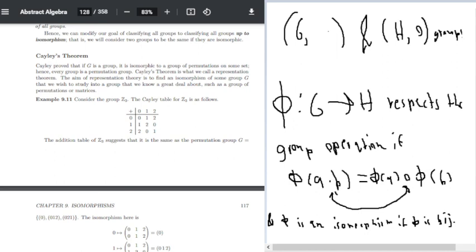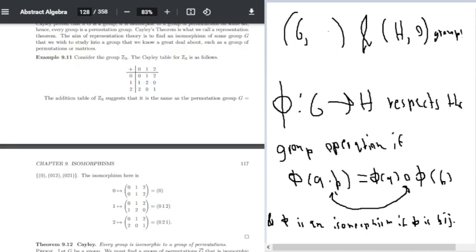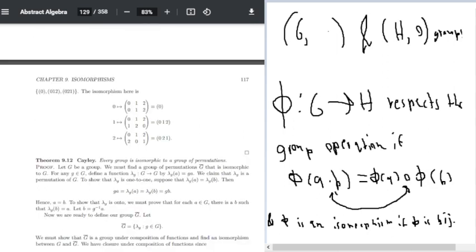So, for example, 9.11, consider the group Z sub 3. The Cayley table for Z sub 3 is as follows. So it's just normal mod 3 addition. The addition table of Z sub 3 suggests that it is the same as the permutation group G equals the identity (0 1 2 / 0 1 2), (0 1 2 / 1 2 0), (0 1 2 / 2 0 1). The isomorphism here is 0 goes to (0 1 2 / 0 1 2), 1 goes to (0 1 2 / 1 2 0), and 2 goes to (0 1 2 / 2 0 1).